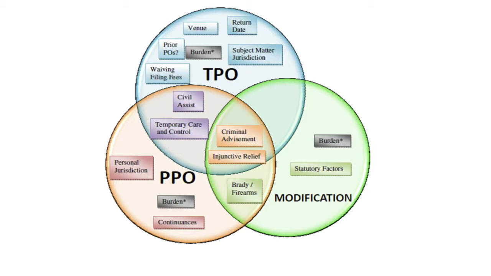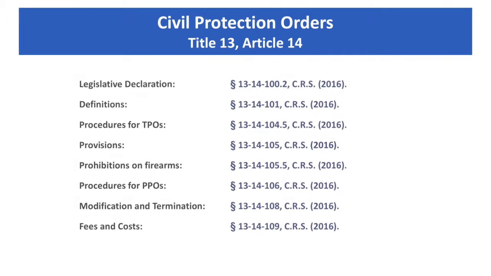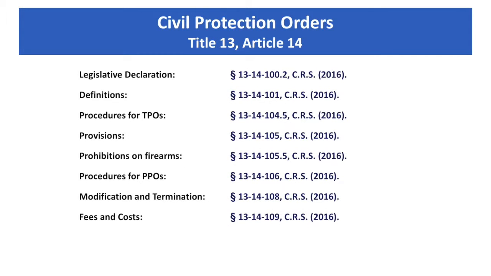These detailed outlines can be found in the County Court Civil Protection Order Judicial Reference Manual on the judicial website. It is designed for you to use on the bench, and if used electronically, it hyperlinks to Westlaw. Also included in the materials are several bench card cheat sheets to keep at your fingertips. The applicable statutes are Colorado Revised Statutes 13-14-100.2 et seq.